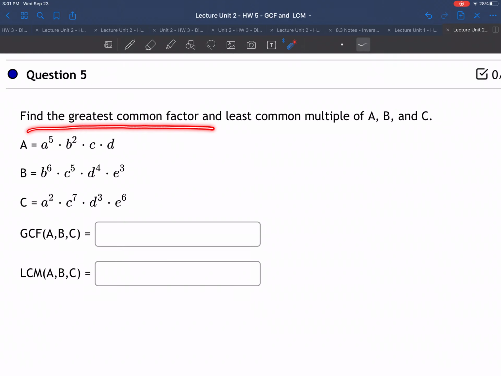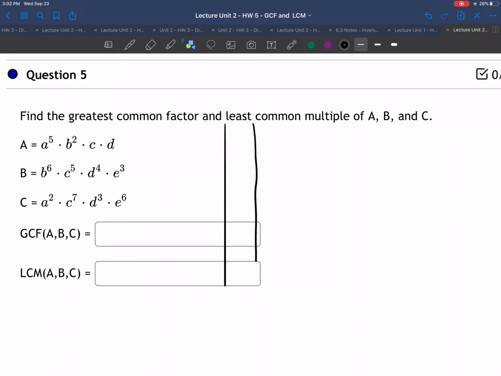Find the greatest common factor and least common multiple of A, B, and C. So now they're giving us letters instead of numbers. But the same game remains. Remember what we do? We have to line them up vertically, don't we? So let me get a chart here and let's just start lining them up. So I'm going to line them up.